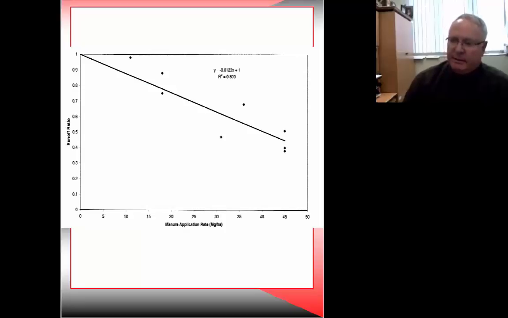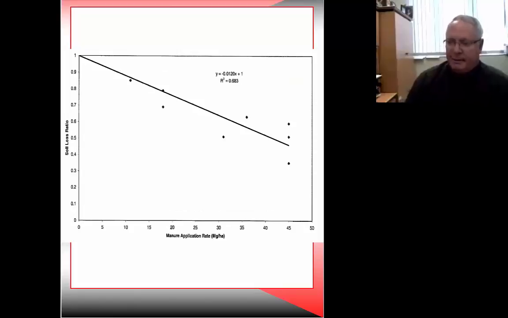What we have here on the y-axis is a runoff ratio. If manure application had no effect on runoff, then your value here would be 1. All of our values here are less than 1, which tells us that the application of manure helped reduce the amount of runoff that occurred. And from the values for the various sites, we were able to develop this regression equation.